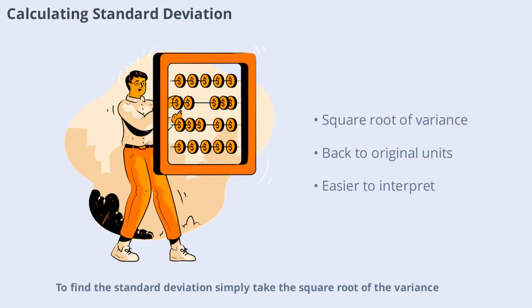Find the standard deviation. Simply take the square root of the variance. In our earlier example, the variance was 8, so the standard deviation is the square root of 8, which is about 2.83. This number tells us, on average, how far each data point is from the mean, using the same units as the original data.